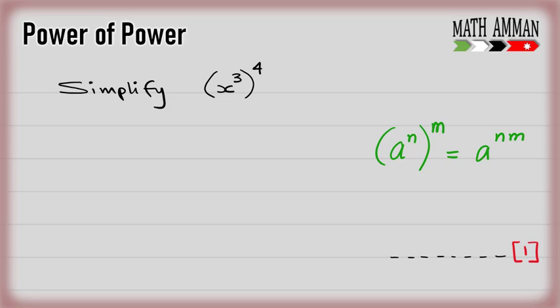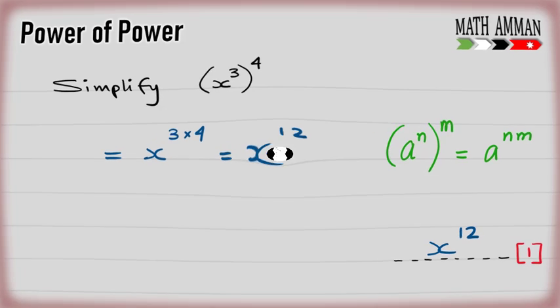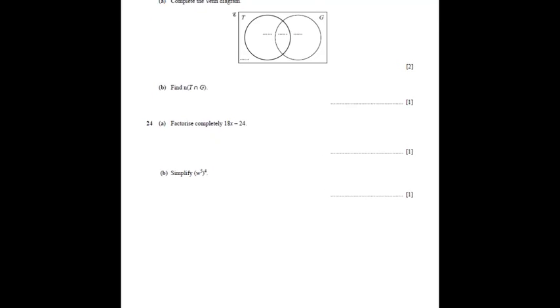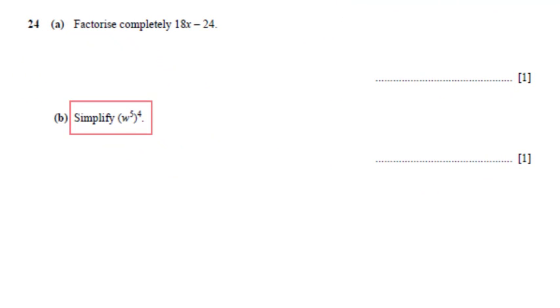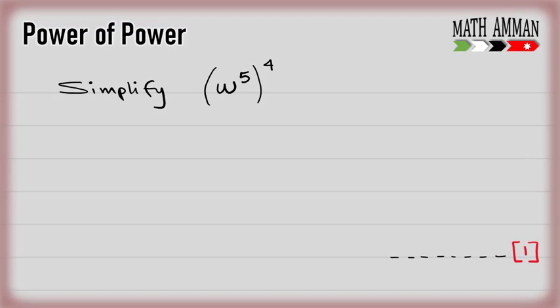So when x to the power 3 is raised to the power 4, it can be rewritten as x to the power 3 times 4, which is x to the power 12. Similarly, as seen in another paper, when w to the power 5 is raised to the power 4, we can use the same property of power, so we can rewrite this as w to the power 5 times 4, which is w to the power 20.